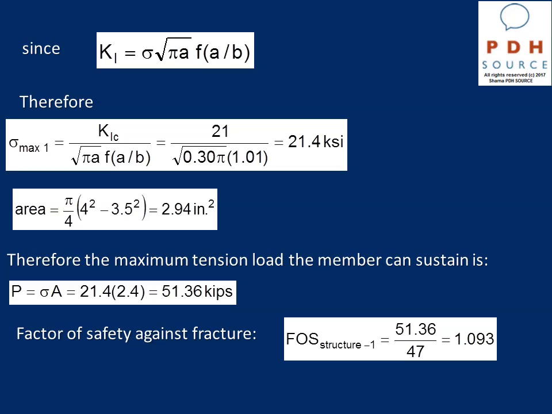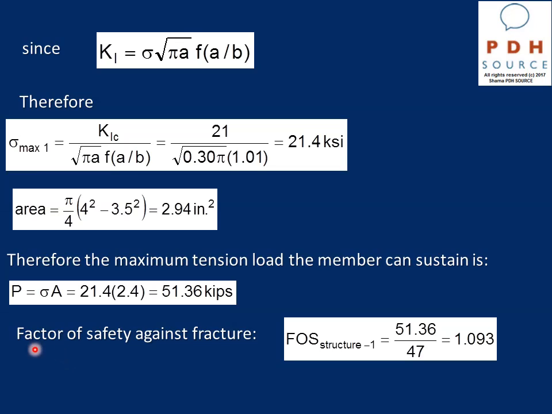This is the cross-sectional area of this member, 2.94 inches squared. So basically the maximum tension load the member can sustain is sigma times A equal to 51.36 kips. Beyond this level, brittle fracture will take place.